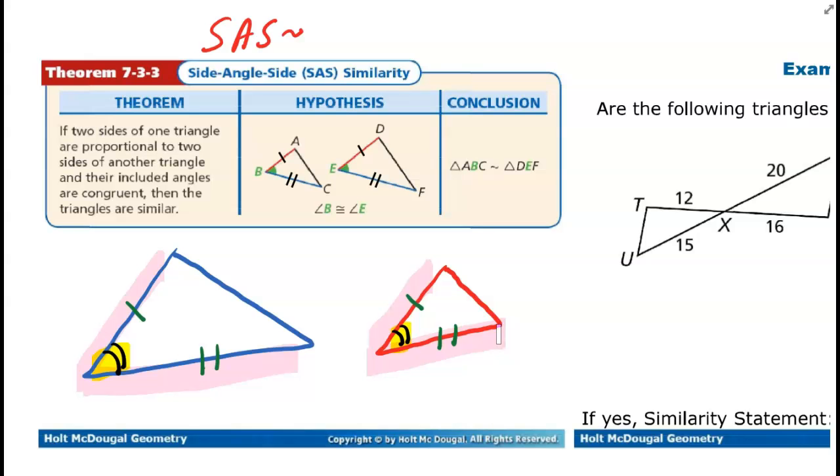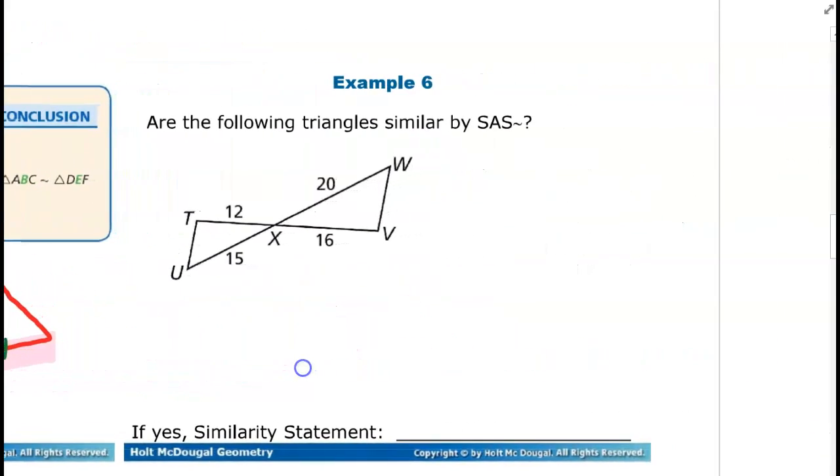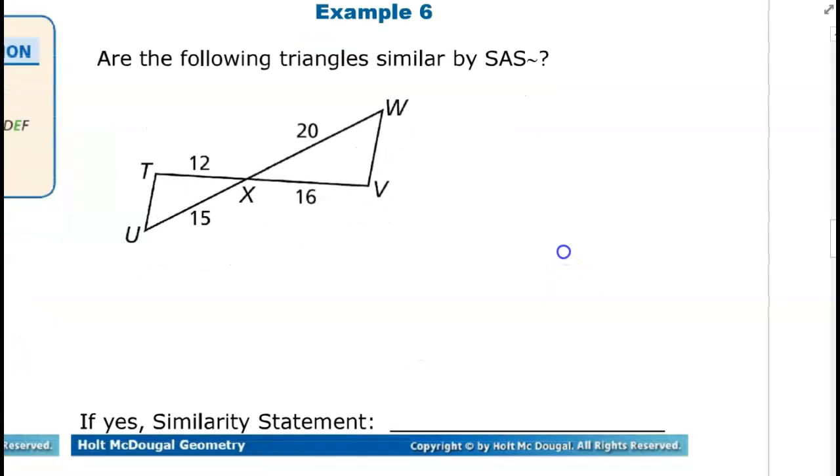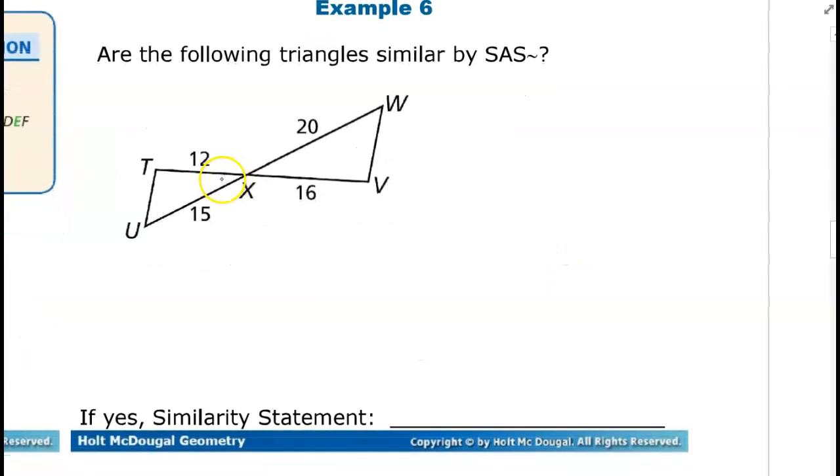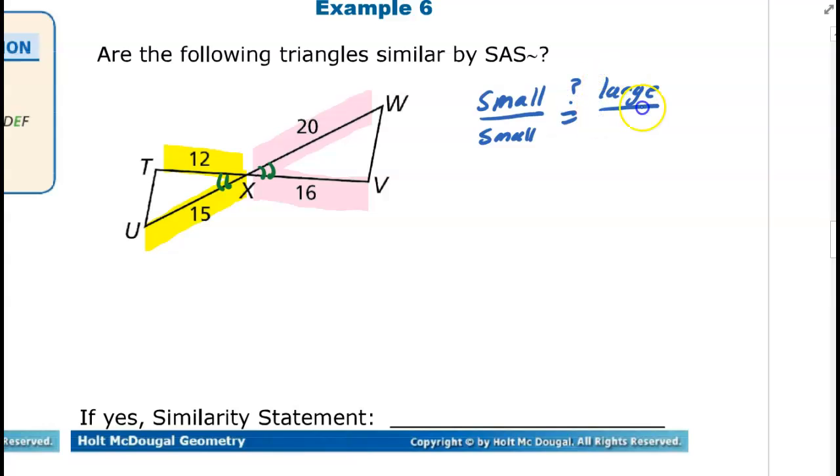Let's take a look at the examples on this page. So if we look at example 6, are the triangles similar? Well, first, we know that the vertical angles are congruent. So we have two sides and the included angle in both triangles. And now we need to check the fractions or proportions. When you check the proportions, you always take the ratio of the small side to the small side, and you check to see if that is equal to the large side over the large side.